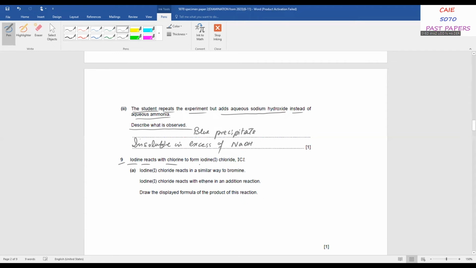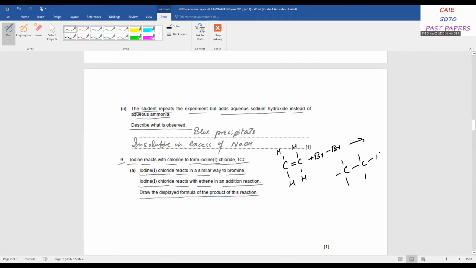9. Iodine reacts with chlorine to form iodine 1 chloride ICl. Iodine 1 chloride reacts in a similar way to bromine. Iodine 1 chloride reacts with ethene in an addition reaction. Draw the display formula of the products of this reaction. Ethene. Recall the formula of ethene. You see the carbon-carbon double bond. So how does it react with bromine? It reacts with bromine in this way. It's an example of addition reaction.